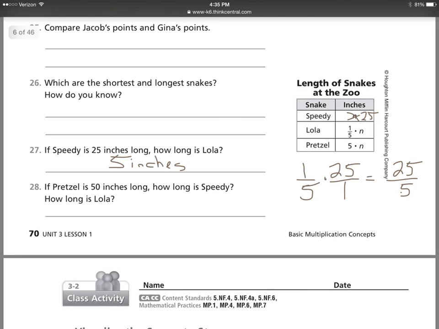It's a little bit of algebra. We're just plugging in numbers for variables. Now you can pause the video and complete number 28 to finish your morning math.